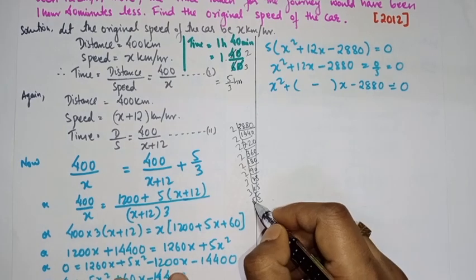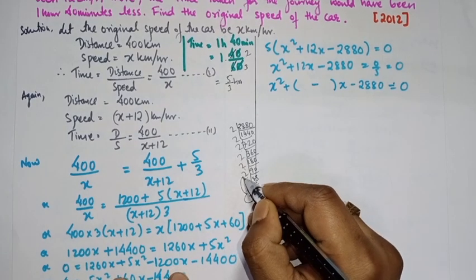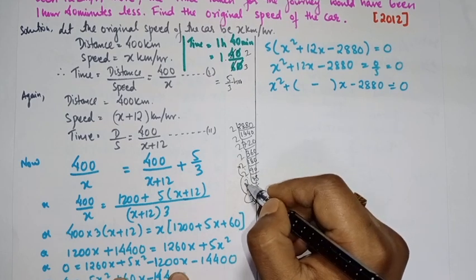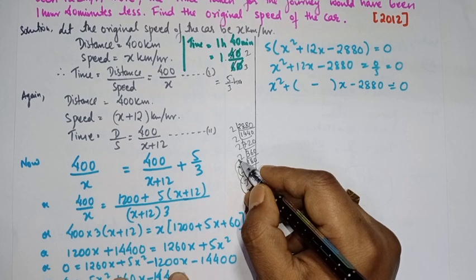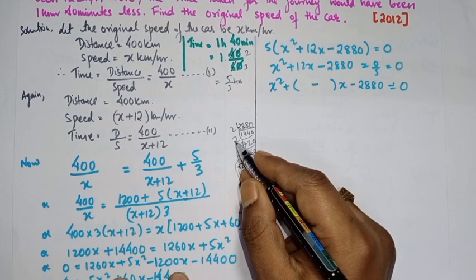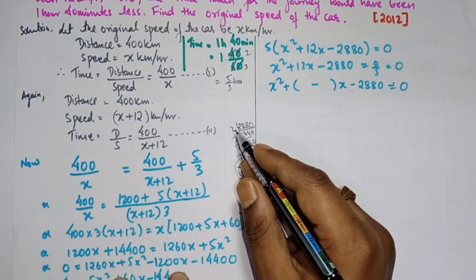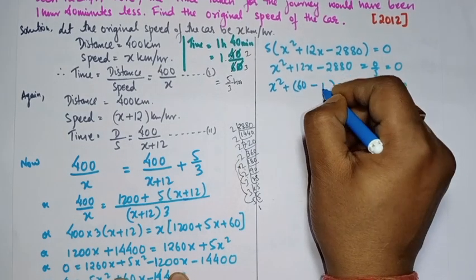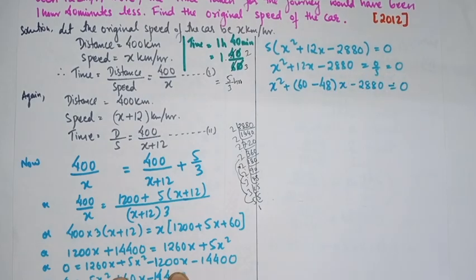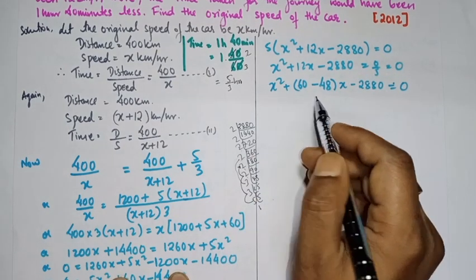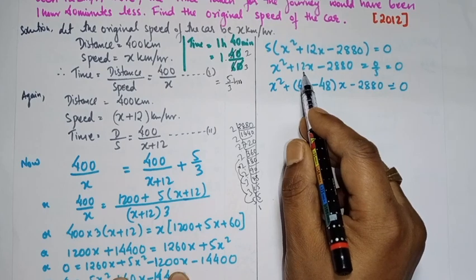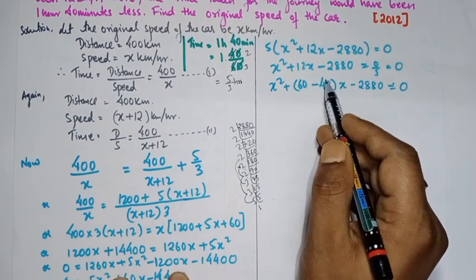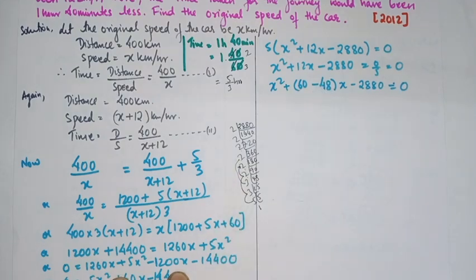So here you can see 5 3s are 15, 15 2s are 30, 30 2s are 60, and 60 3... 2s are 6, 6 2s are 12, 12 2s are 24, 24 2s are 48. That means what I got? 60 minus 48 is 12, and 60 into 48 is 2880. Okay, so it's matching. So I got the breaking of the middle term value.